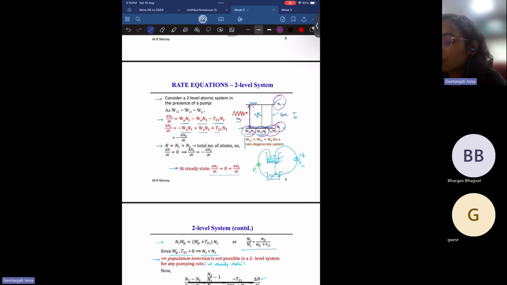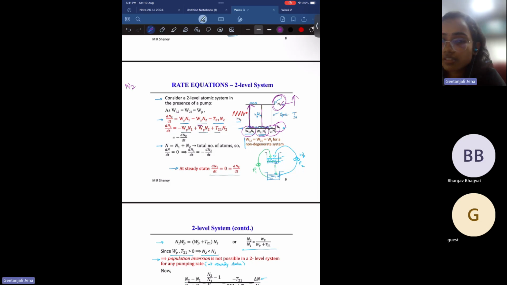Now, if you want to find out how the population of this higher energy state is changing with respect to time, dN2 by dt, you can write it in terms of these. The number N2 will increase whenever we have absorption, which is Wp N1, and it will decrease by stimulated emission, which is Wp N2, and by spontaneous emission, which is T21 N2. So the stimulated absorption will increase the N2 population and the emission will decrease the population. So this is the final rate equation.